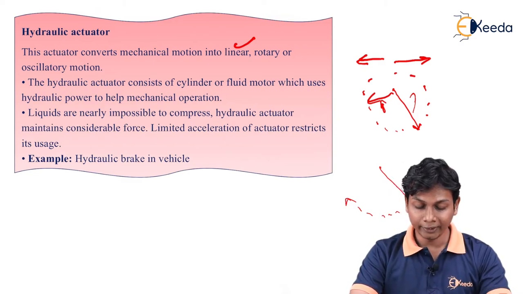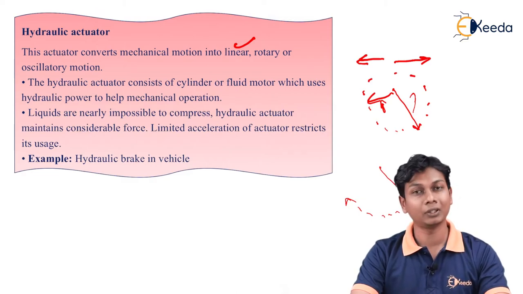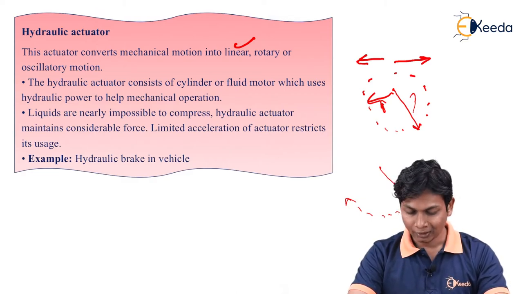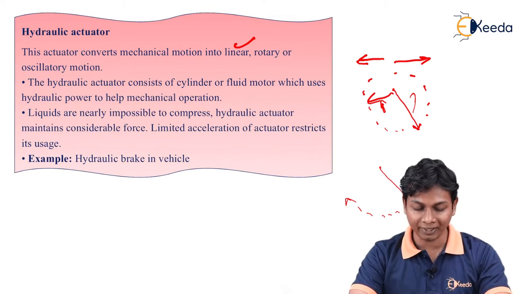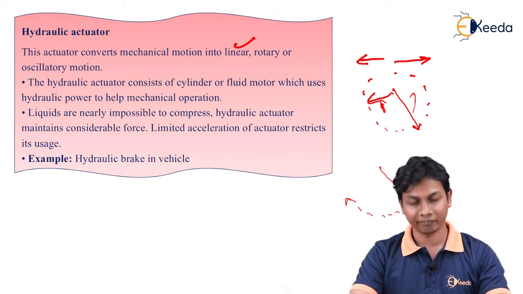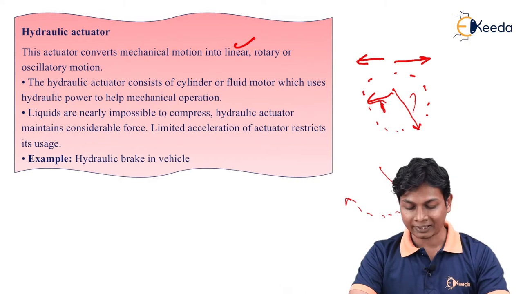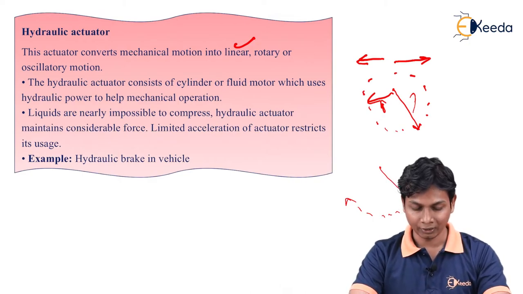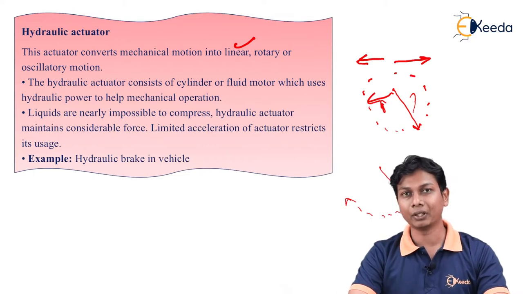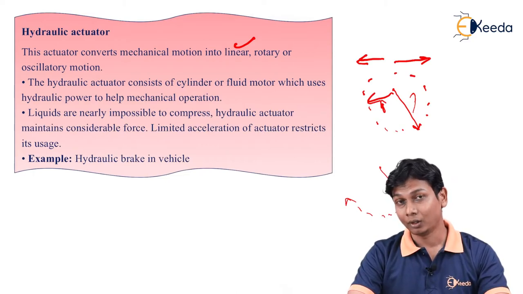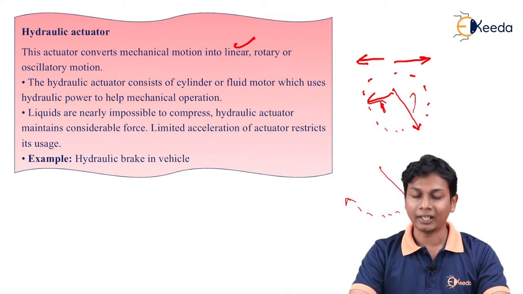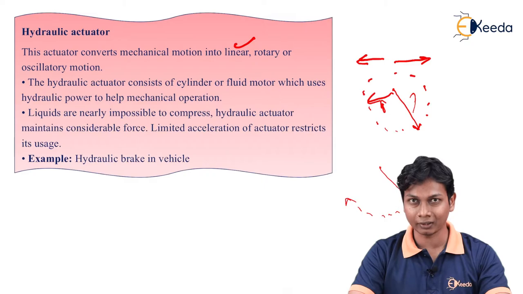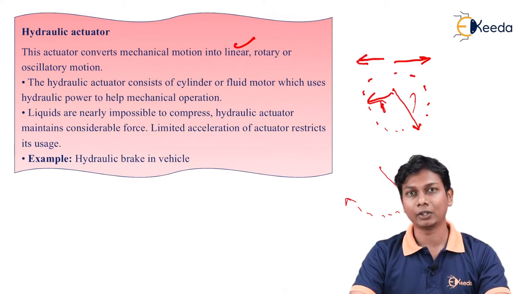And liquids are nearly impossible to compress, as you know very well. So the hydraulic actuator maintains a considerable force. A limited acceleration of the actuator restricts its usage. A simple example, or you can say an application, of a hydraulic actuator is in the brake of a vehicle. Most of the time, in a heavy vehicle, whatever brake is used can be a hydraulic brake.